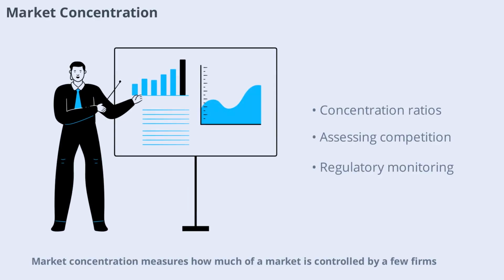Market concentration measures how much of a market is controlled by a few firms. High concentration often signals less competition and greater market power. Regulators use concentration ratios and other tools to assess the competitive landscape. Monitoring market concentration helps authorities identify potential problems before they harm consumers.